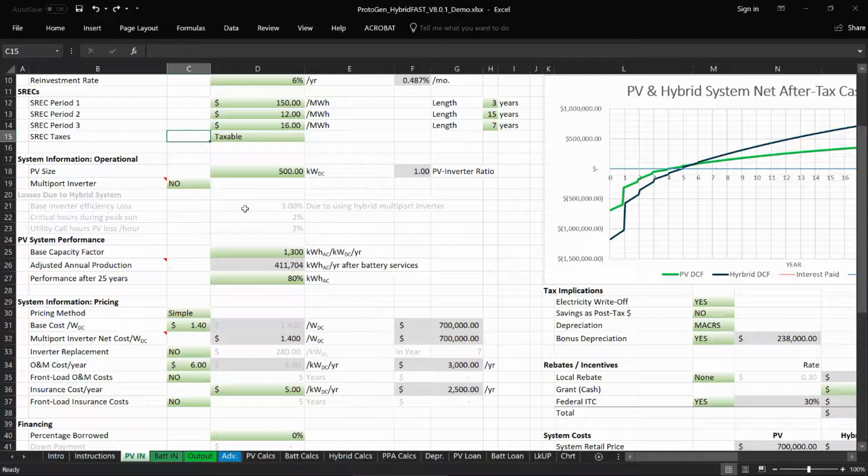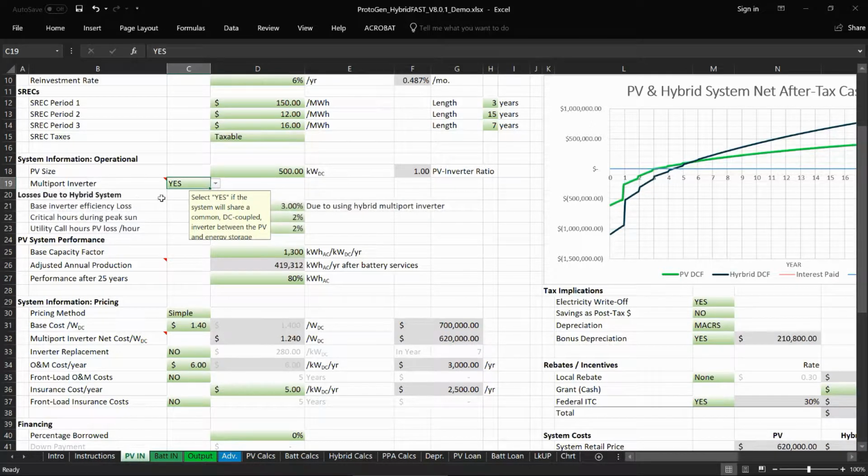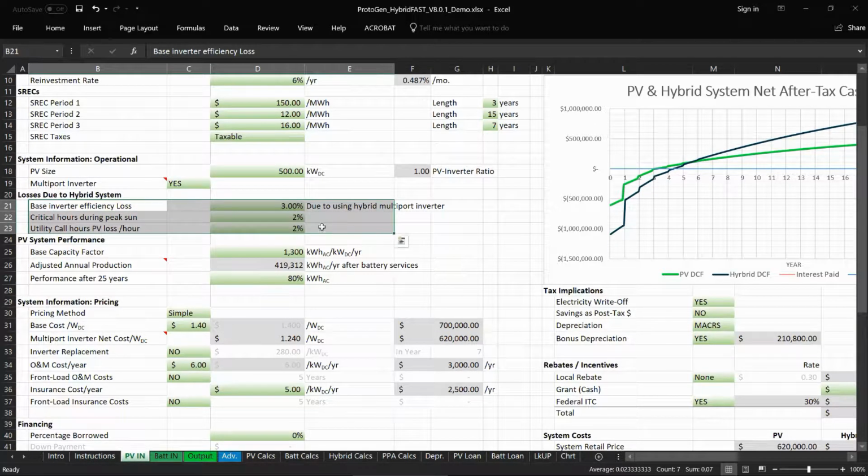Also in this section is the ability to turn on multi-port inverter. If you select yes, you'll see this section becomes active, and this allows you to account for efficiencies and some energy trade-offs that happen when you do DC coupling systems.